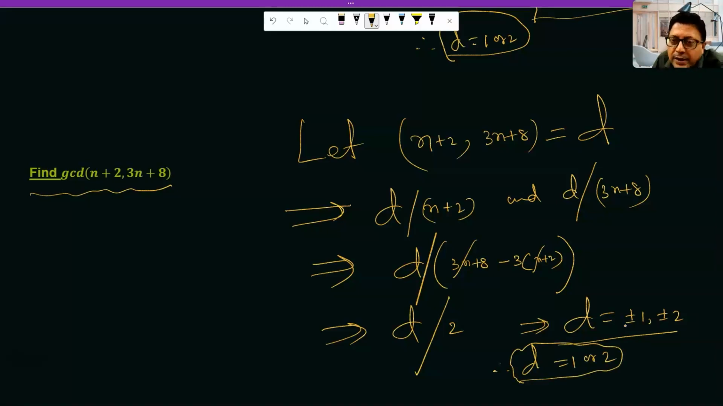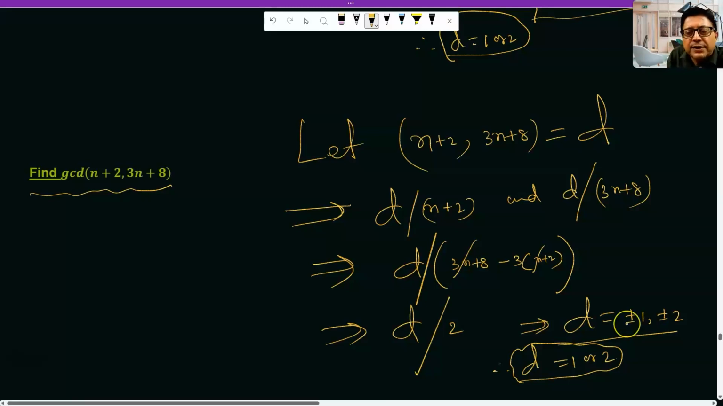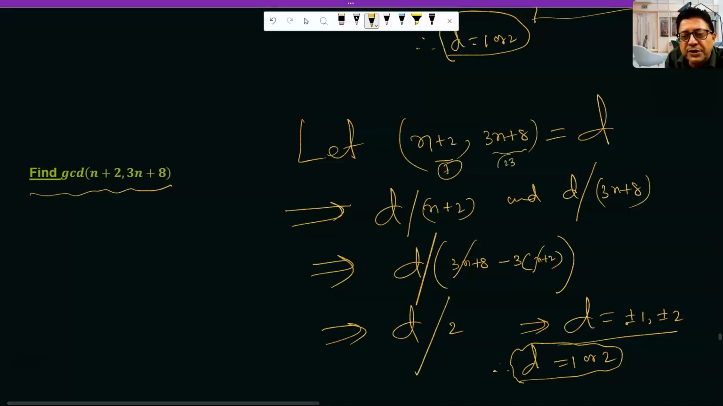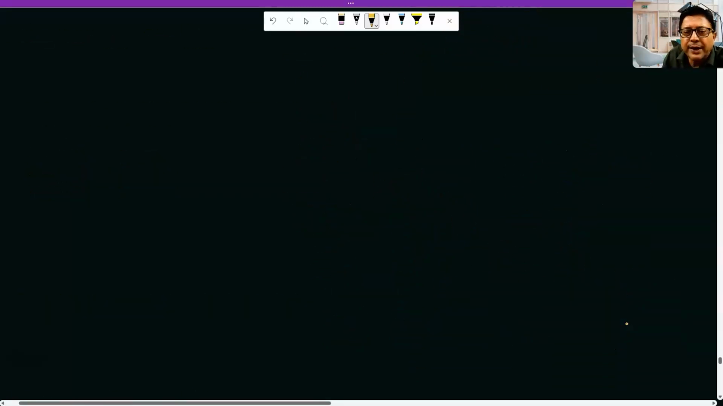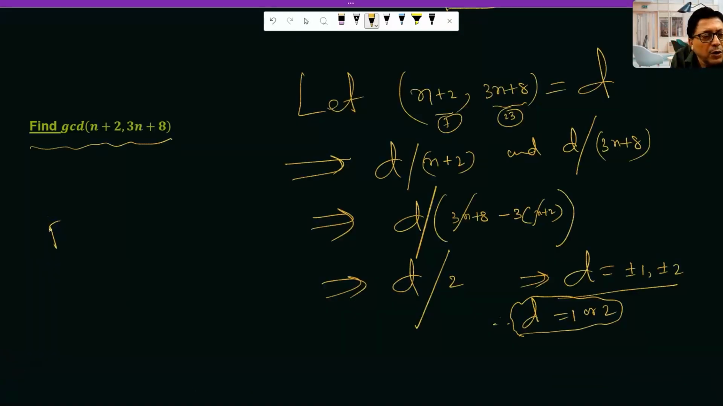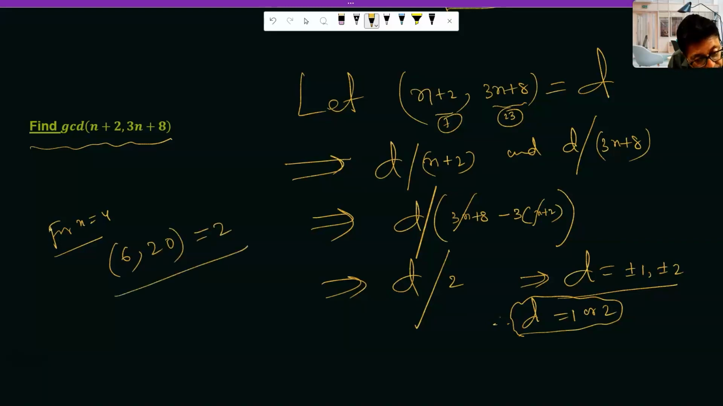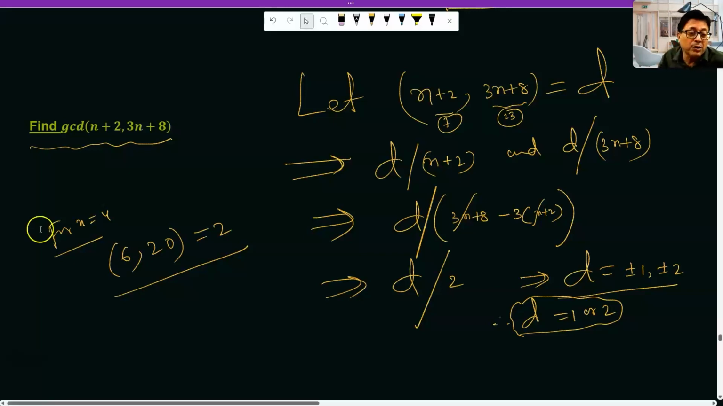Have I got it correctly? Let us check. You take n equal to 5. This is going to be 7 and this is going to be 23. What is the GCD? They are co-prime numbers, so 1. You take n equal to 4. For n equal to 4, you are going to find the GCD of 6 and 20. What's the result? This is 2. So GCD can be 1 or 2. Simultaneously, for one problem, 1 and 2 both are not possible. It is either 1 or 2.